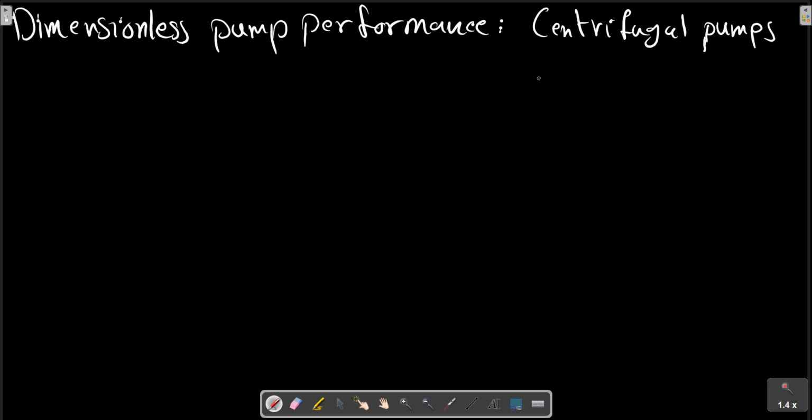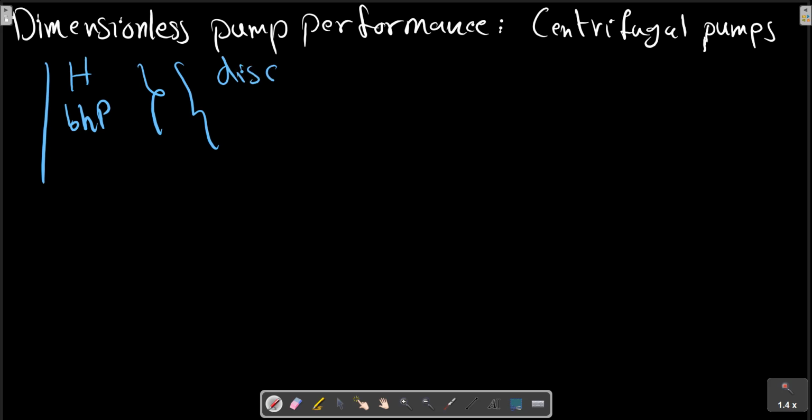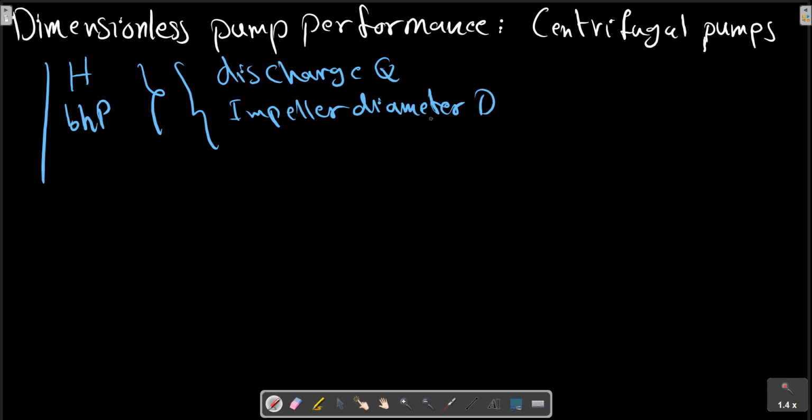For a given pump, the output variables are the head H and the brake horsepower BHP. These are dependent on, or a function of, the discharge Q, the impeller diameter D, and the shaft speed N.